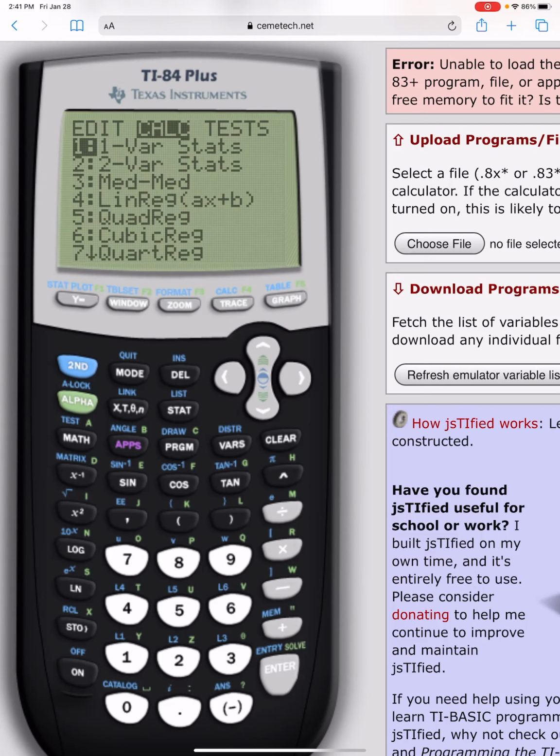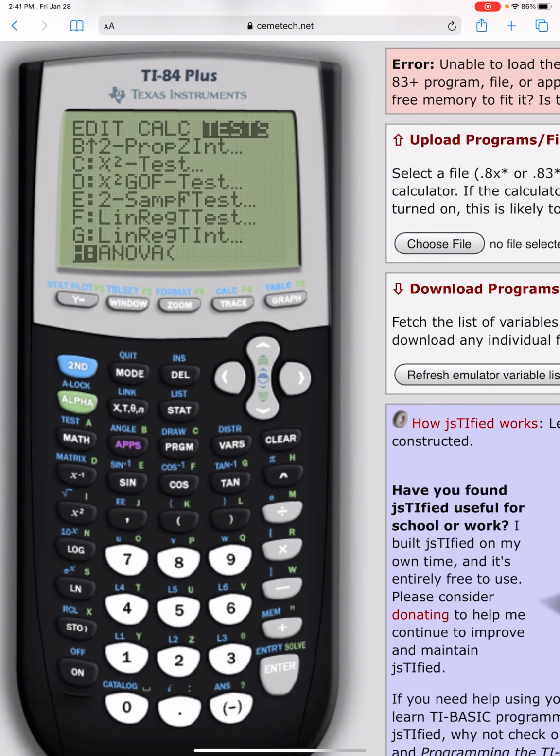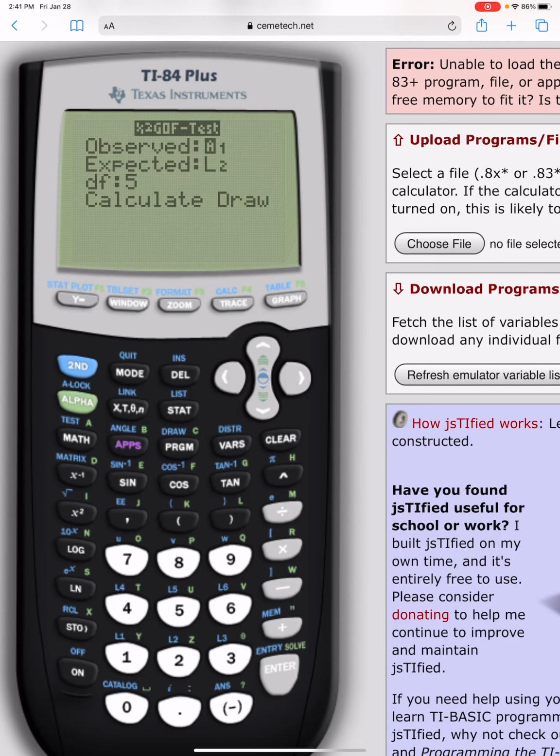what they wanted. So stat, go to test. This time I went up arrow, chi-squared GOF. Observed is in L1, expected is in L2. Then it asks for degree of freedom.